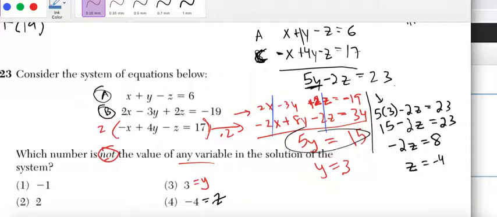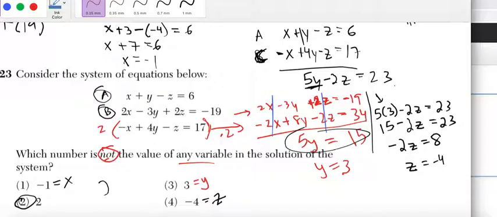I'm going to use the original equation, equation A, x plus y minus z equals 6, to solve for x. So x plus y is 3, minus z is negative 4. So I've got to be careful to include minus parentheses negative 4 equals 6. 3 minus negative 4 is the same as 3 plus 4. So that becomes x plus 7 equals 6. Minus 7, you get x equals negative 1. So this is our x value, and our answer is choice 2. The number 2 is not a value of any variable in the solution.